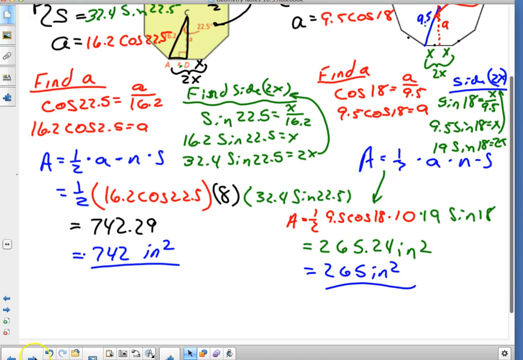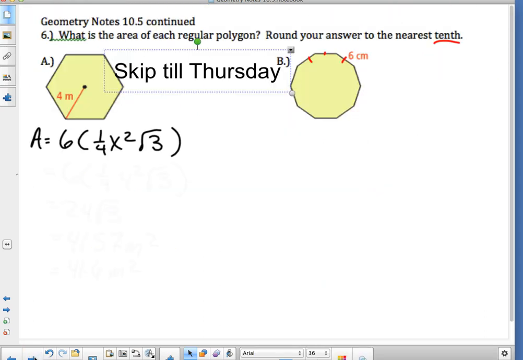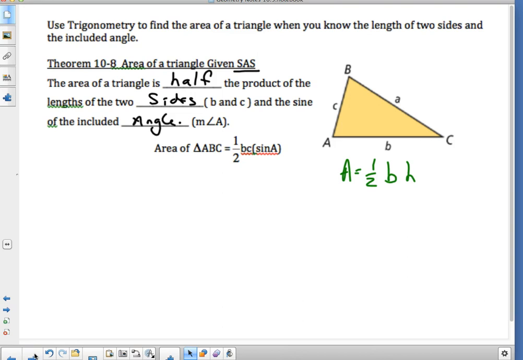Okay, now I'm going to skip the next 2. Skip till Thursday, that's what it says. And then we're doing this. So let's get this going. Let's get the show on the road. So last part of notes today.